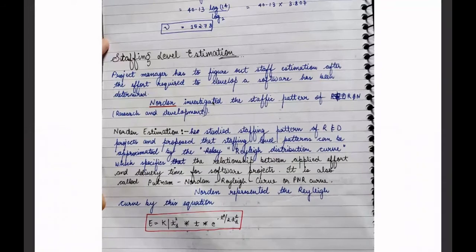Staffing level estimation is basically done by the project manager, who has to figure out the staff estimation after the effort required to develop a software has been determined. It is necessary to determine the staffing requirement for the project.